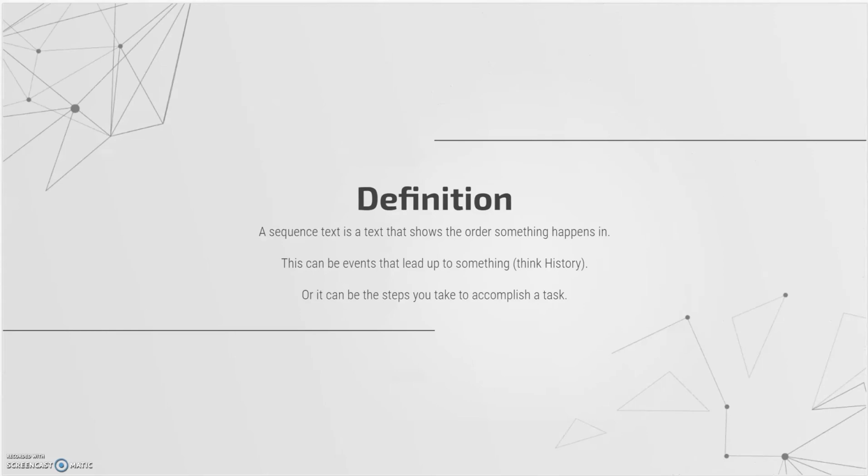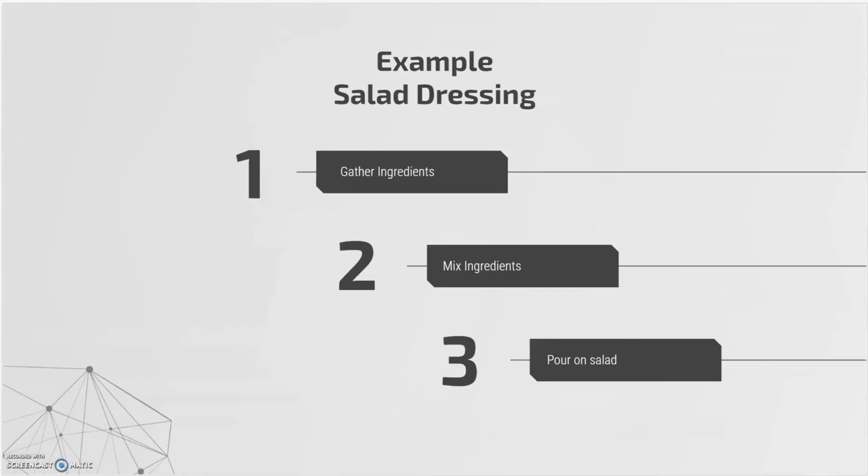So, a sequence text is defined as a text that shows the order something happens in. This can be events that led up to something, that's sort of like what you study in history, or it can be the steps you take to accomplish a task, such as a recipe. So for example, if you're going to make salad dressing, the steps might be gather the ingredients, mix the ingredients, pour on a salad. Right? Now those are really simple steps, and we'd expect them to be a little more in depth.